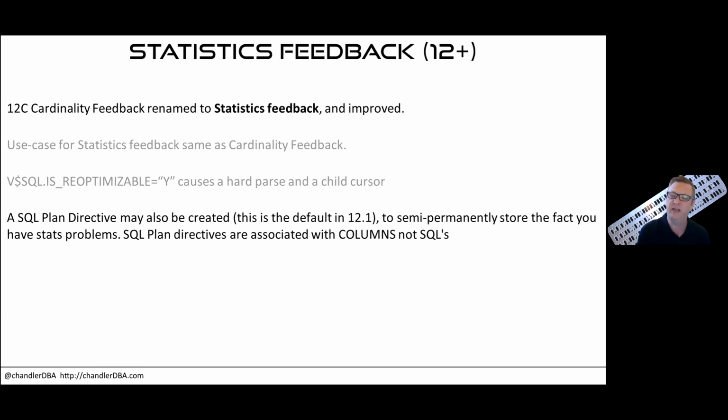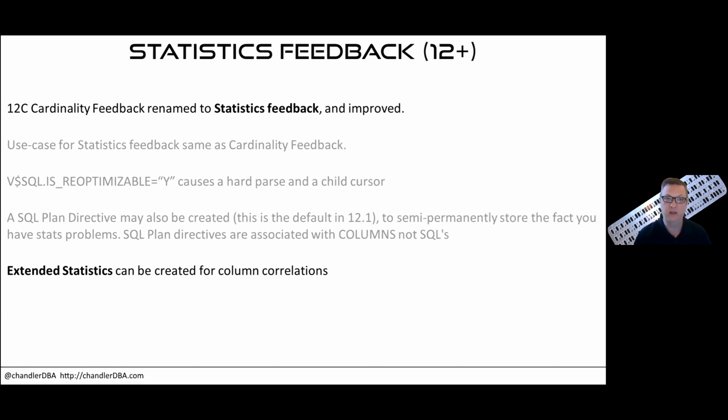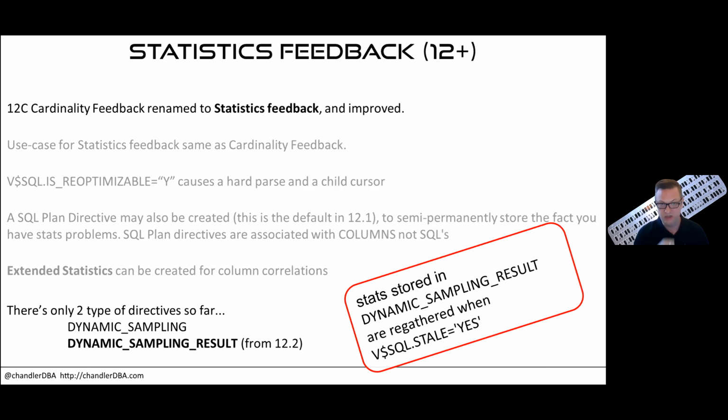And interestingly, SQL plan directives are not associated with individual SQLs, but with columns and column groups. So they can be used more widely than just the individual SQL where it's detected a potential cardinality problem. You may also get some extended statistics created where you have column correlations, or Oracle thinks you have column correlations.